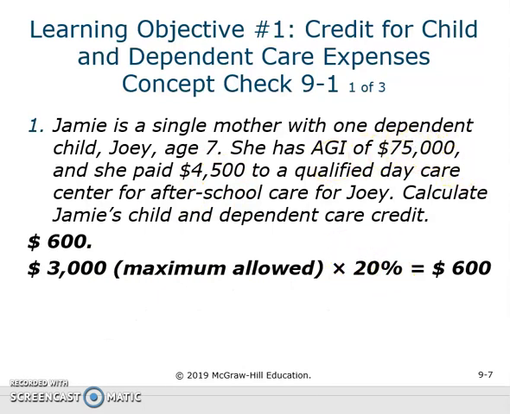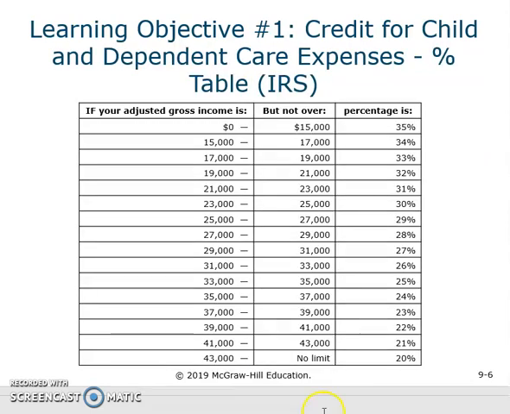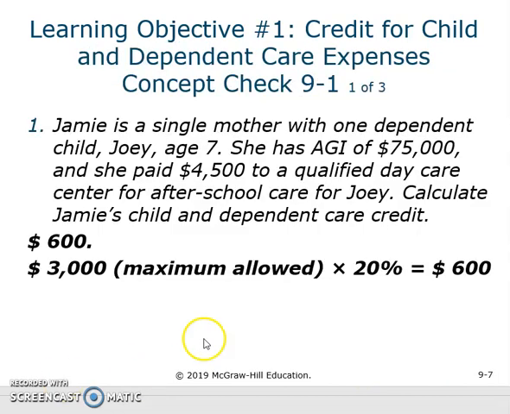So her AGI is $75,000. So if we go back to the table, you will see that she falls in the last category of above $43,000. So the percentage that we're going to use is 20%. So 20% of the maximum allowed $3,000 is $600.